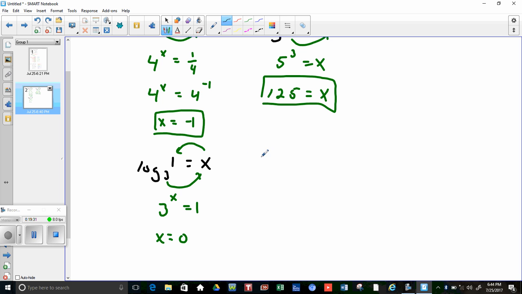Let's see how good we are here. So this is the log of 1 base b equals x. Okay, if you got what I just said, this base doesn't matter. I'm taking the log of 1. So b to the x has to equal 1, which means that x must be 0. The log of 1, doesn't matter what the base is, will always be 0.